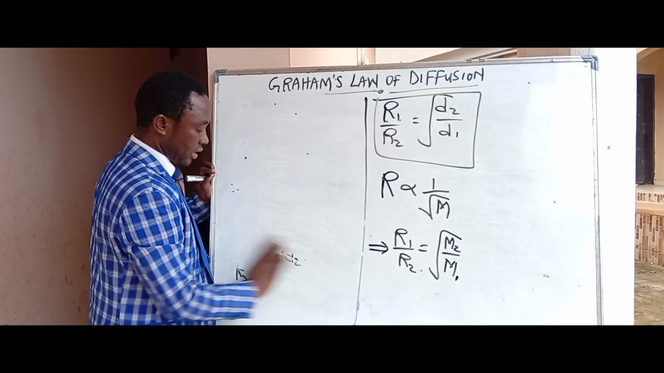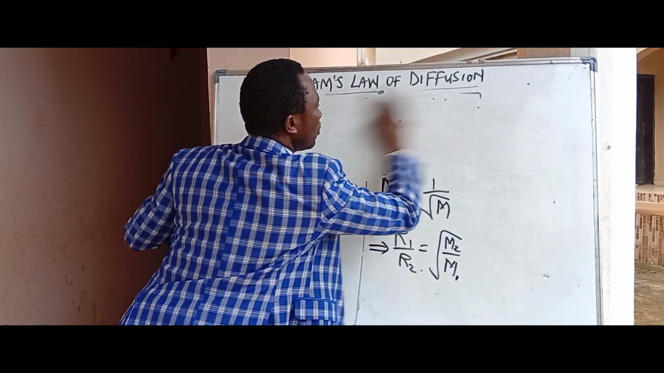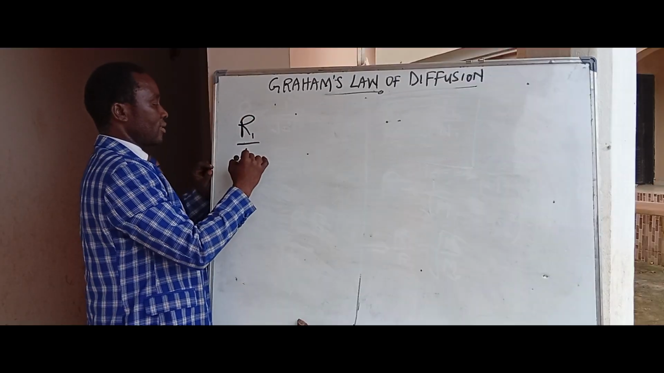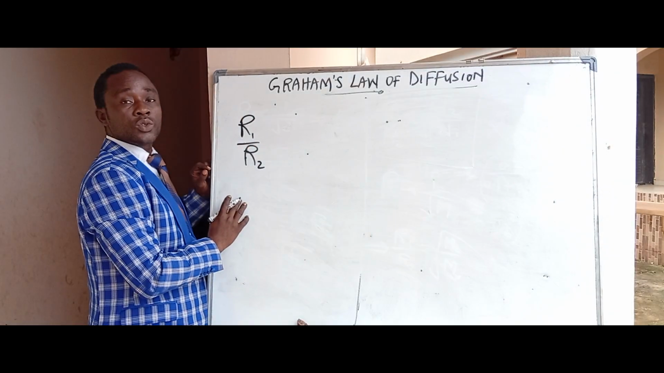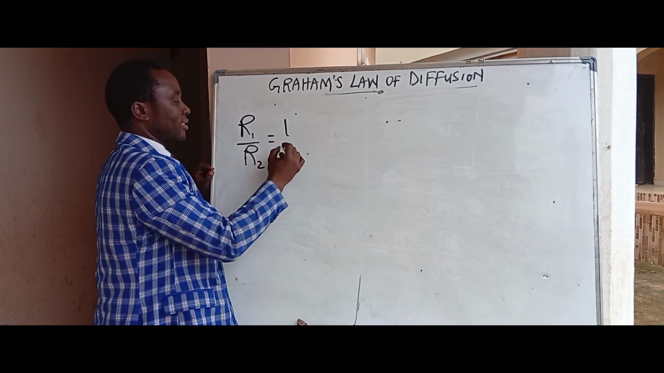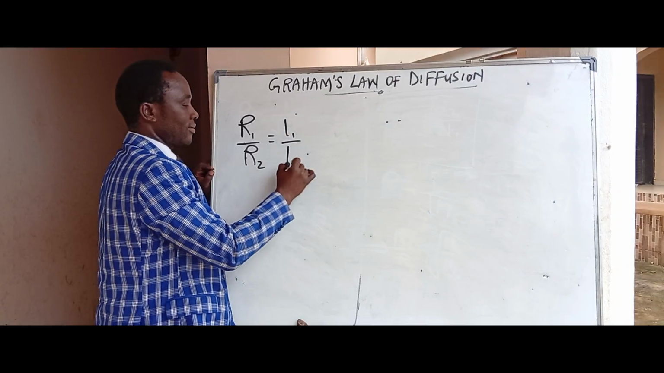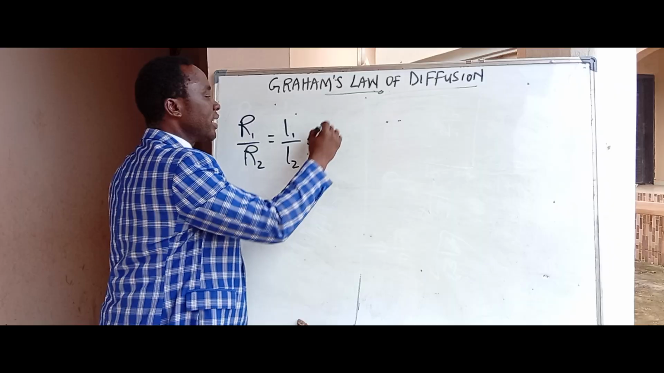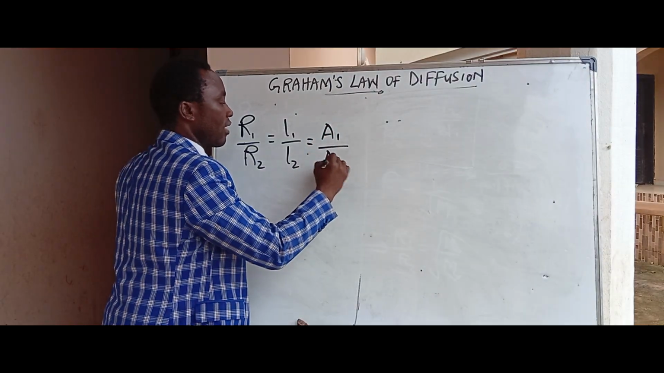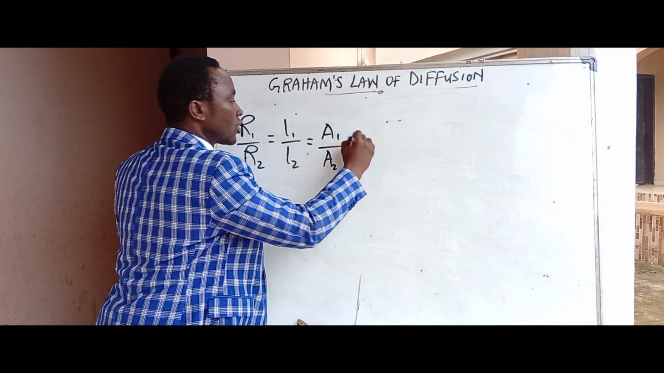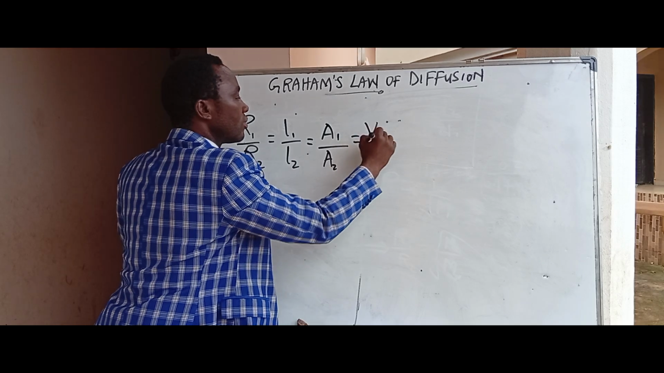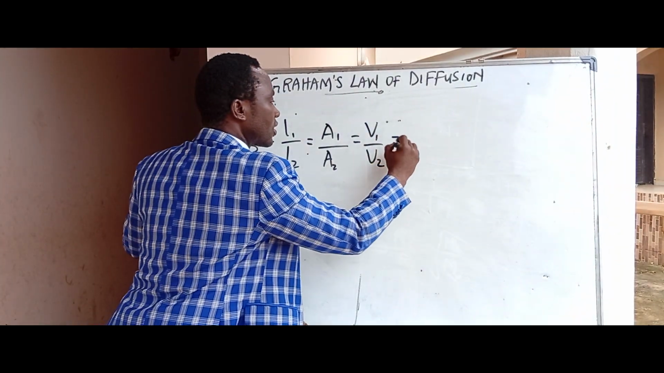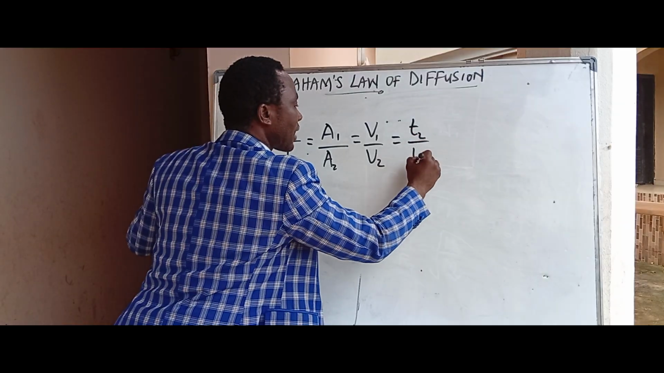Now I want to give you this so that you always remember that the rate of diffusion of a gas, R1 over R2, will be equal to the length traveled by the gas, that is the distance traveled by the gas. It is also equal to the area of diffusion of the gas, which is also equal to the volume of the gas that is being diffused, which is equal to time 2 over time 1.